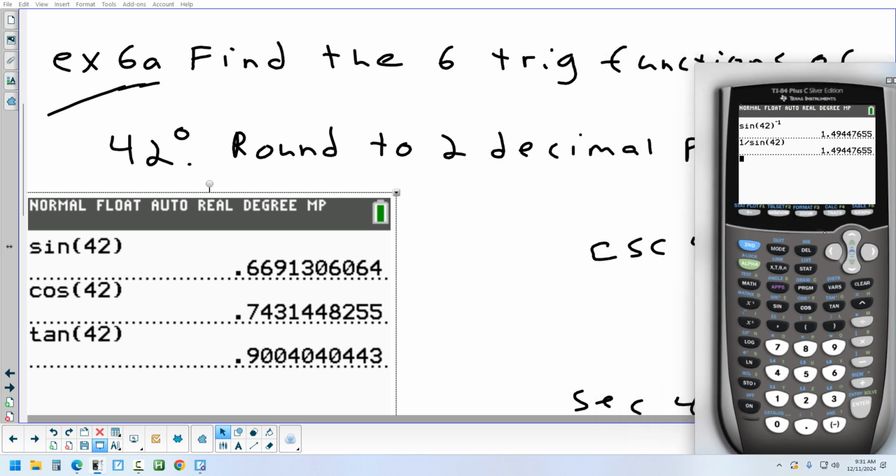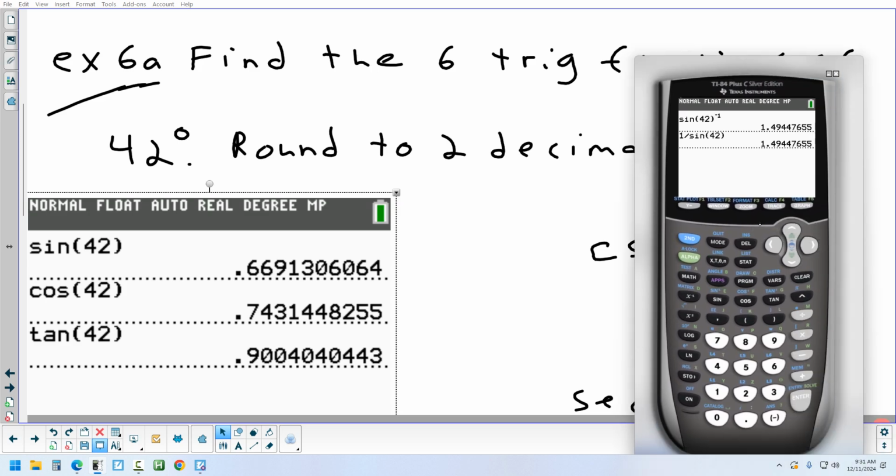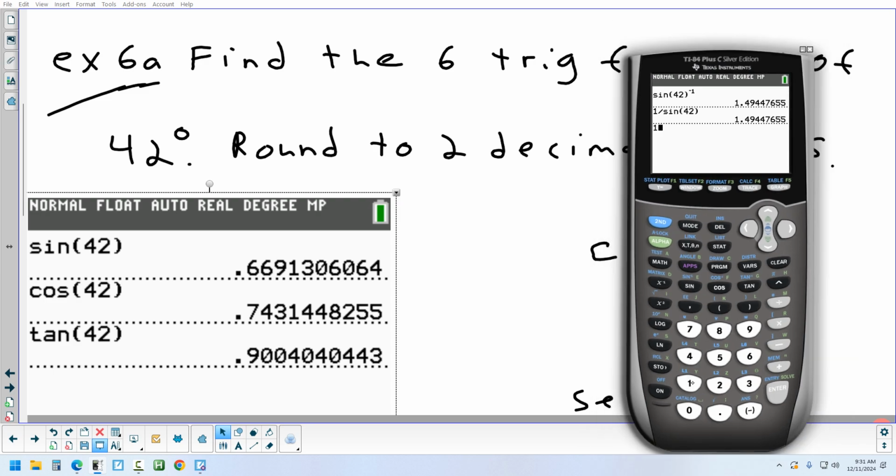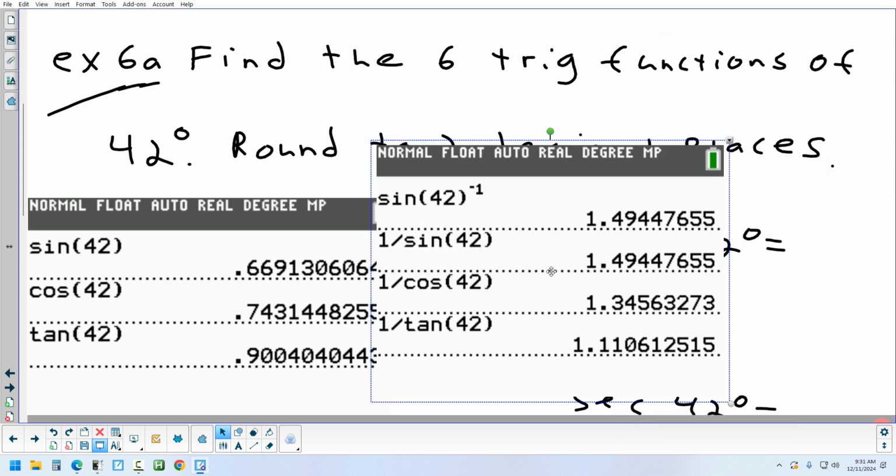How am I going to get the secant? What would I type in to get that one? Yep. 1 divided by the cosine of 42. There's your secant. And how would I get my cotangent? Yep. 1 divided by the tangent of 42. I would just type it in as 1 divided by. That's how I would do it.